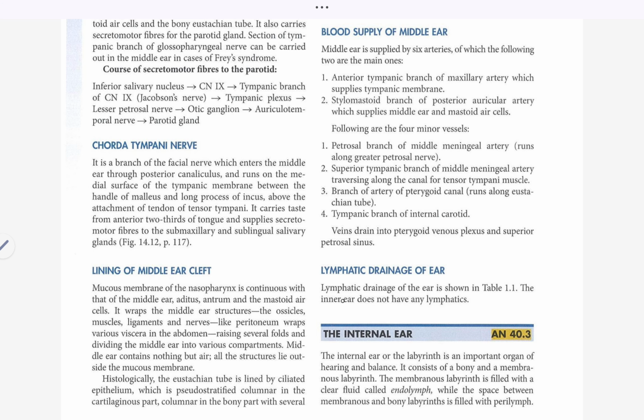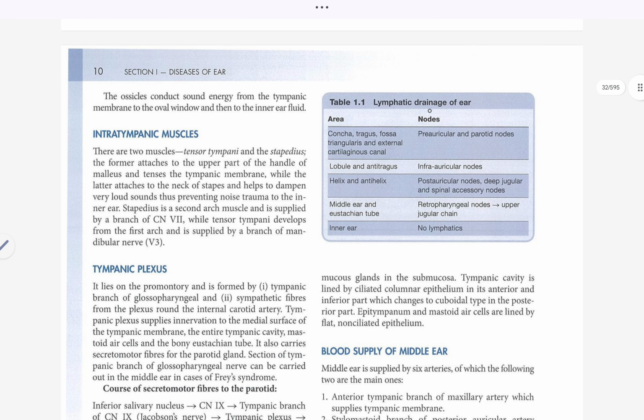Lymphatic drainage of ear. Lymphatic drainage of ear is shown in table 1.1. The inner ear does not have any lymphatics. Area: concha, tragus, fossa triangularis, and external cartilaginous canal drain to preauricular and parotid nodes. Lobule and antitragus drain to infraauricular nodes. Helix and antihelix drain to postauricular nodes, deep jugular and spinal accessory nodes.